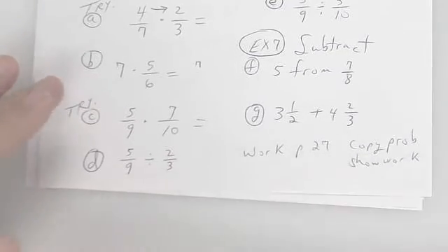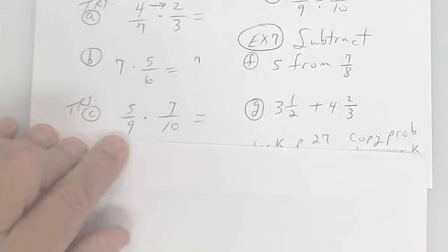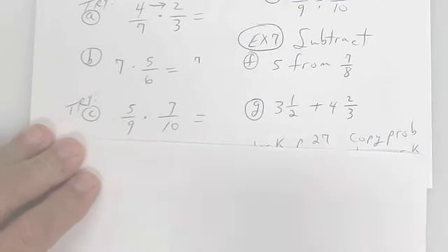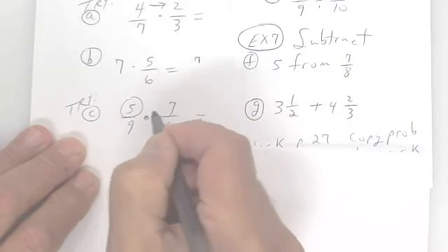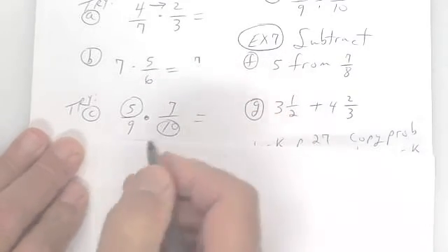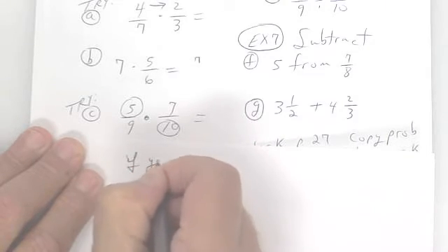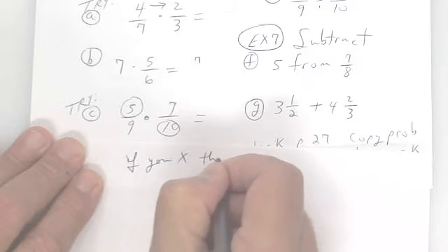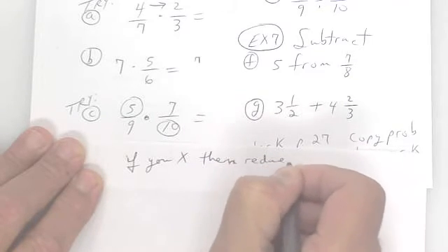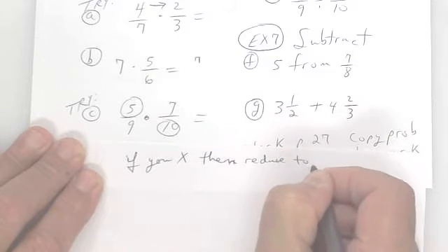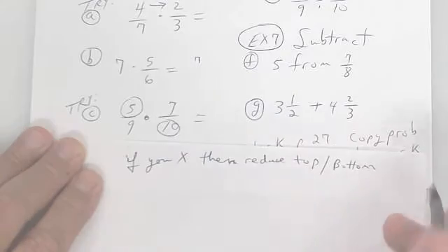All right, C. This is another times. Try this one. If it's times, you go straight across. Now look, if it's multiplying, you can reduce any top number with any bottom number. Write that down. If you multiply, then you can reduce. Top number with a bottom number. That's the only time. If it's division, you can't do this.